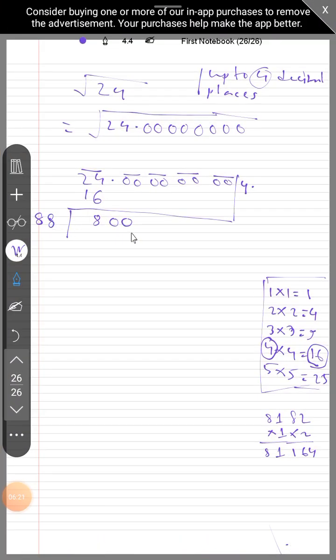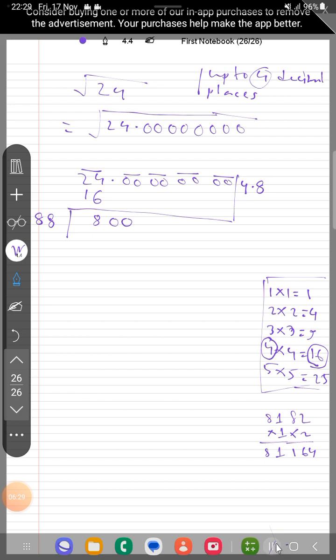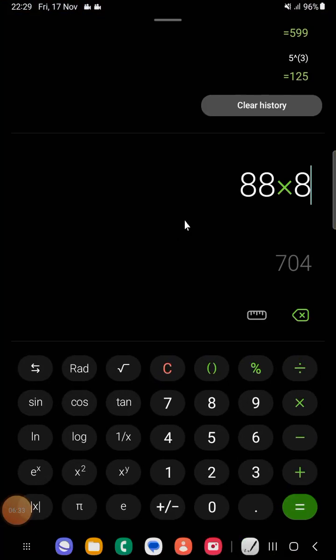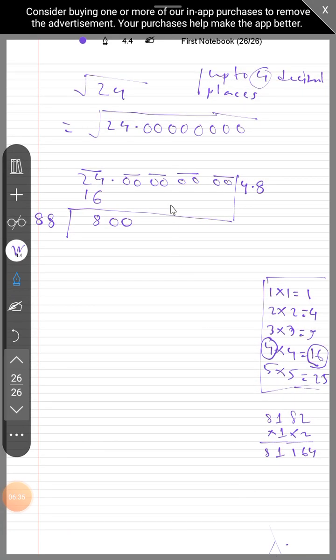So I'll put 8, and that 8 by which we multiplied, and we'll write the answer here. That is 704. We'll subtract again. If we subtract 704 from 800, we'll get 96.